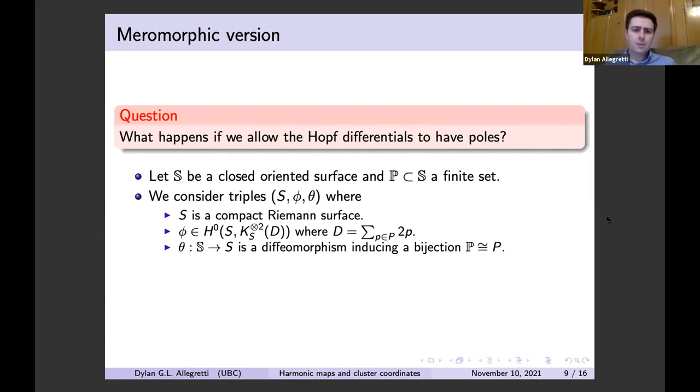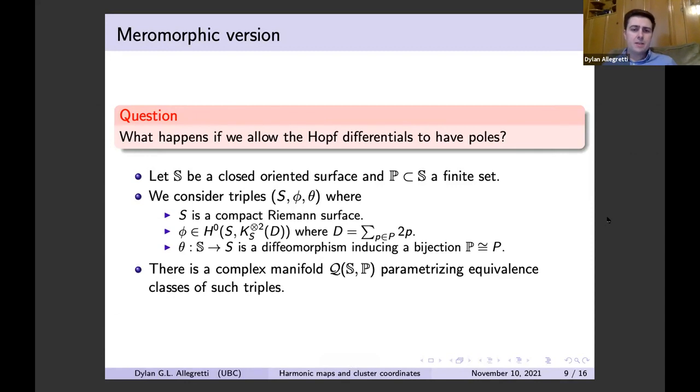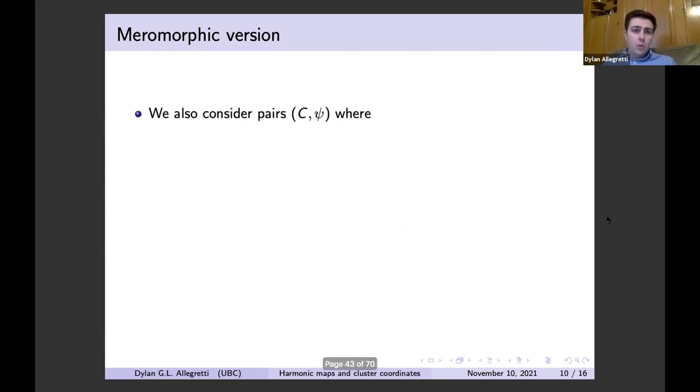So we consider triples like that, and it turns out there's a nice moduli space parametrizing equivalence classes of such triples. And in fact, it's a complex manifold, and you can compute its dimension explicitly in terms of the genus of the surface and the number of marked points. So that's one space that we'll consider. That's the space of quadratic differentials. On the other hand, we can consider pairs as before. So we consider these pairs where you have a hyperbolic surface and a marking.